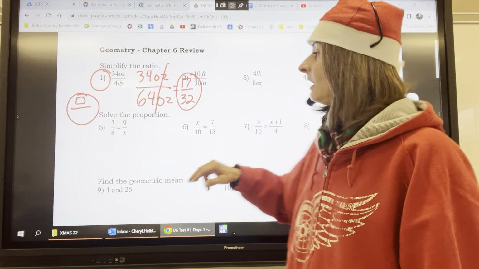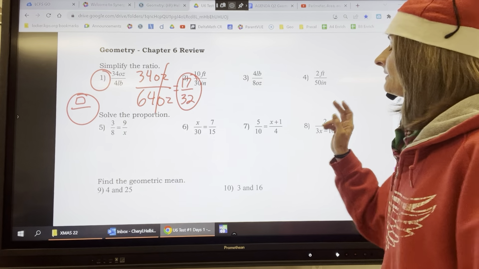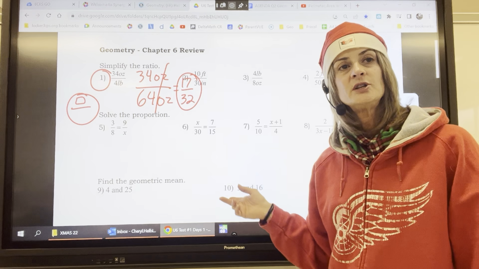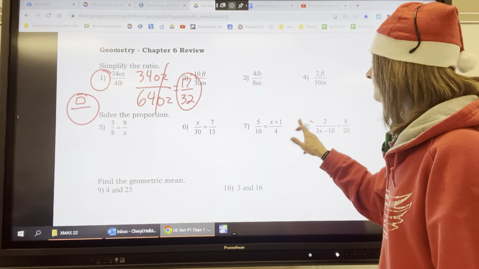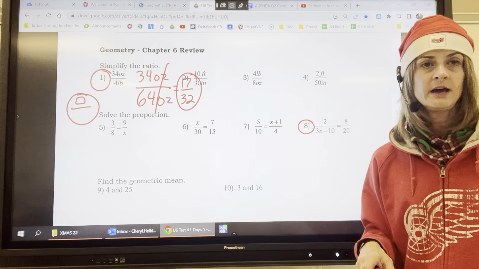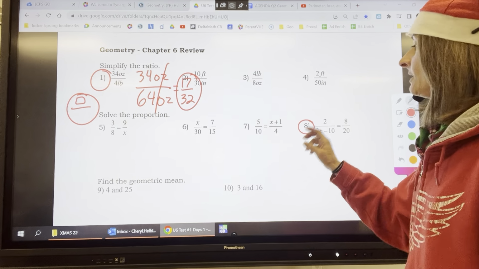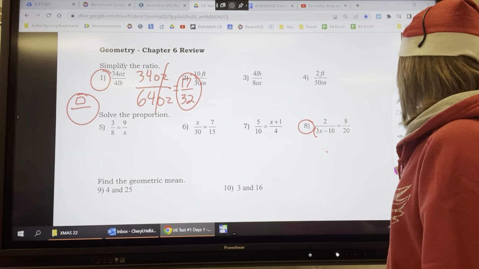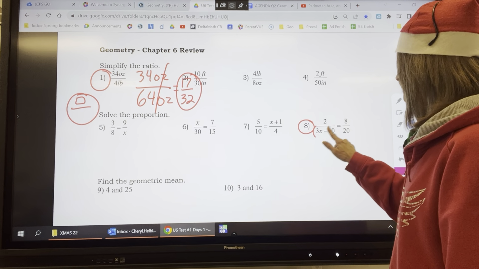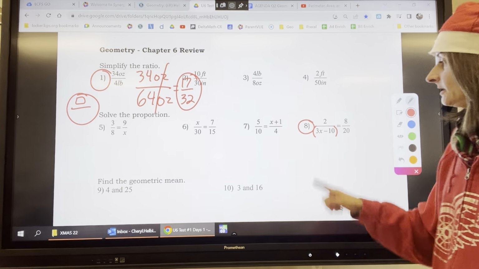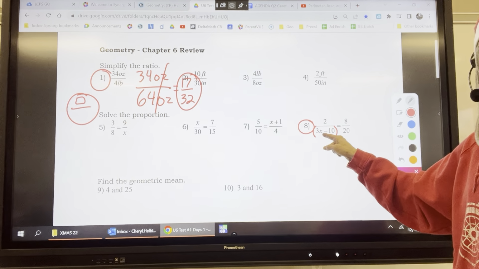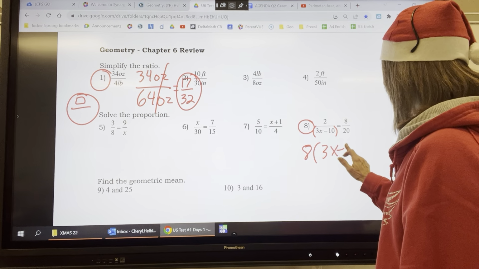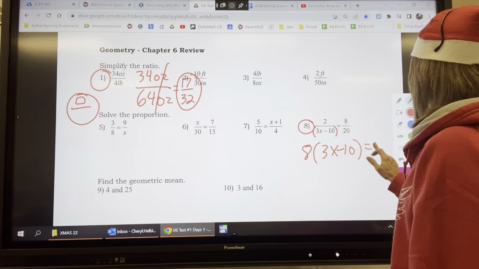Solving a proportion. I did number 7 in the last review video, so if you want to watch me do number 7, you can watch that video. I'm going to do number 8 because I haven't done this one in a video yet. So we cross multiply. When you cross multiply, you need to remember there's a parentheses. This is 3x minus 10, which means 8 times the quantity 3x minus 10 equals 2 times 20. I'm just going to write 40.